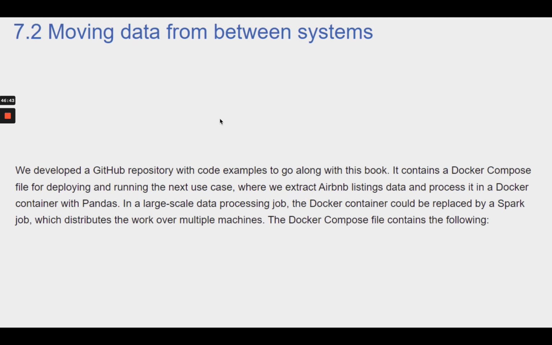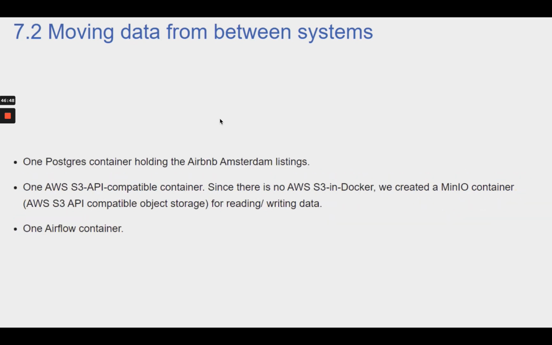over multiple machines. The Docker Compose file contains the following: one Postgres container holding the Airbnb Amsterdam listings, one AWS S3 API compatible container. Since there is no AWS S3 in Docker, we created a MinIO container, AWS S3 API compatible object storage, for reading and writing data. One Airflow container.